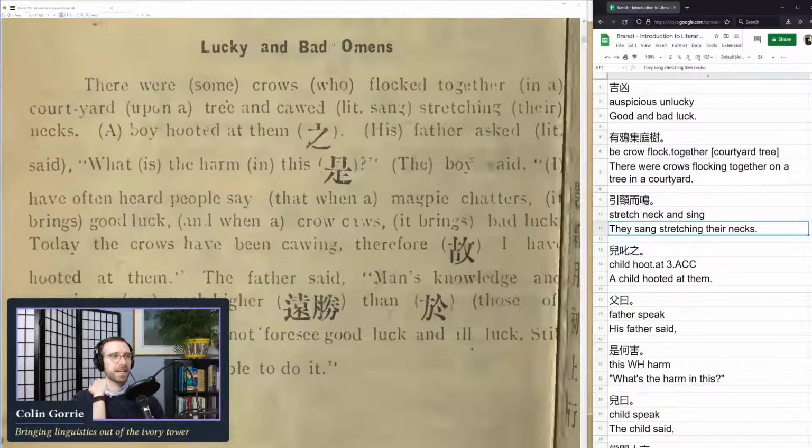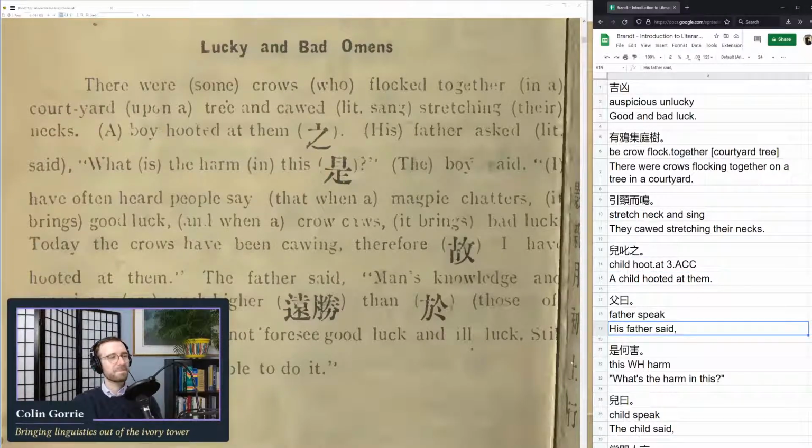They sang, stretching their necks, and cawed, stretching their necks. I suppose a crow, we would say caw for that. They cawed, stretching their necks. A boy hooted at them. A child hooted at them. Great. His father asked, or said, asked, whatever. Not too worried about that. What's the harm in this? What's the harm? Oh, almost one for one. That's awesome.